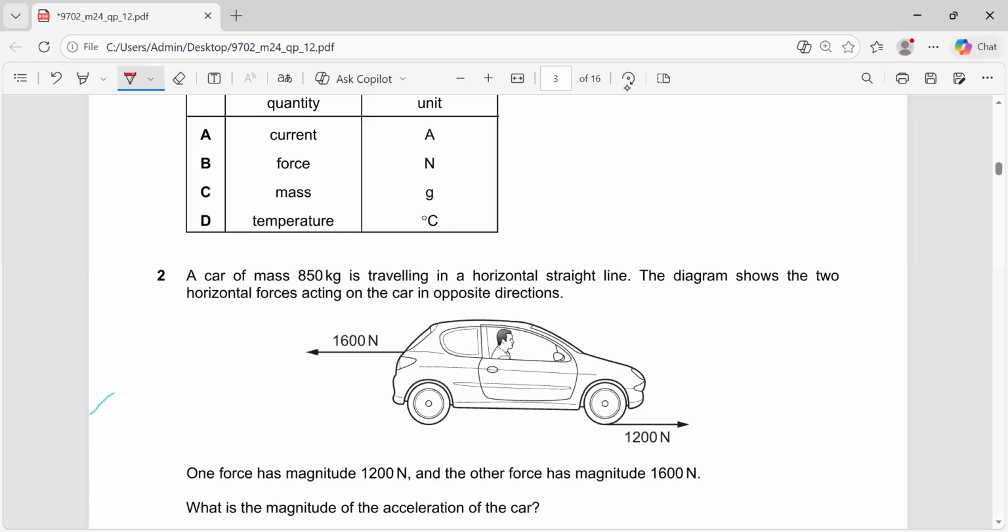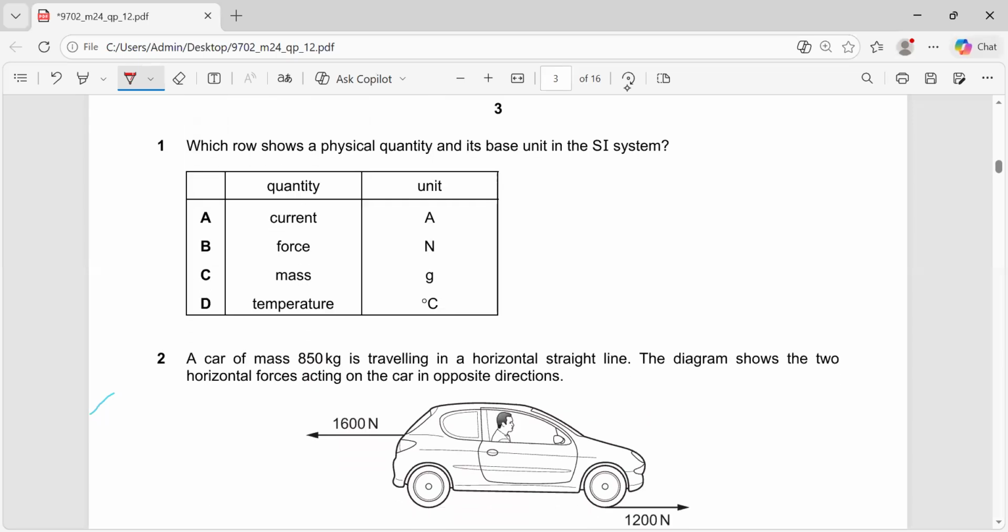So now let's begin without much ado. Let's begin with the questions. Question number one is related to physical quantities and base units. Question says, which of the quantities has its base unit in the SI system. So in short, it is asking about the SI base unit.